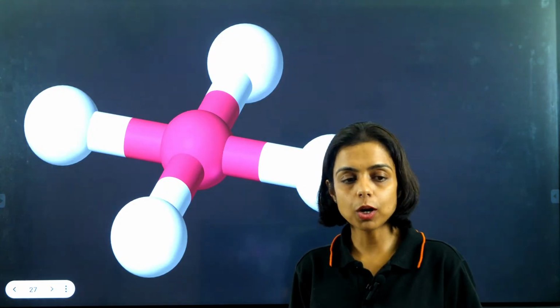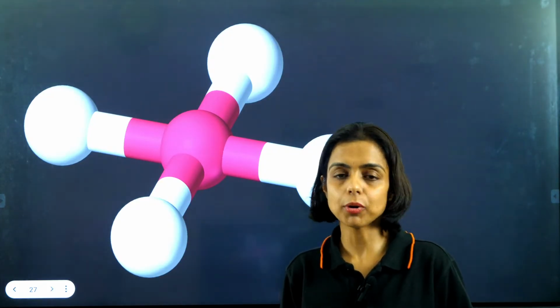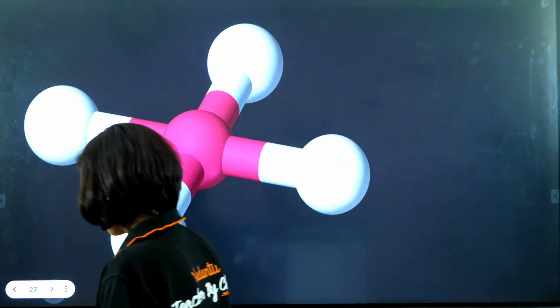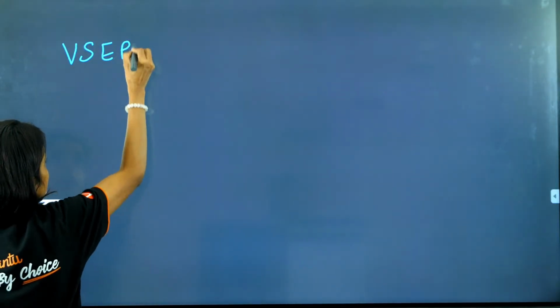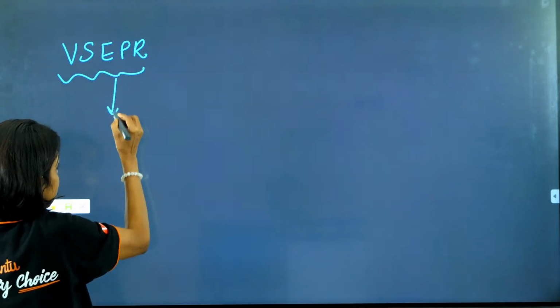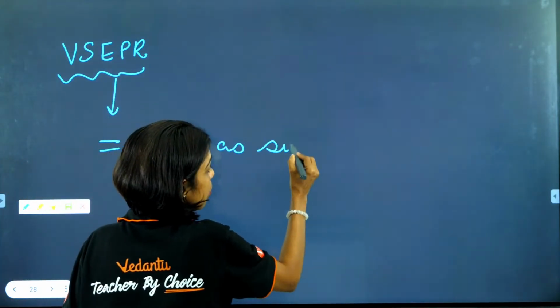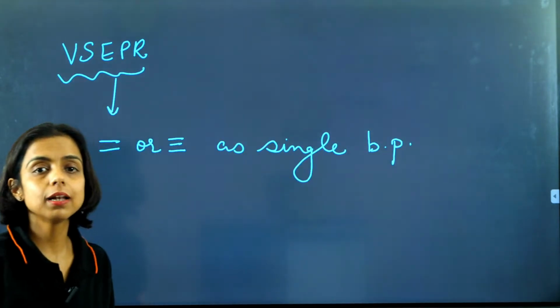If there are 5 bond pairs around the central atom, the bond angles are 90 degrees and 120 degrees. That is trigonal bipyramidal. So guys, VSEPR is very, very important to know the shapes of different molecules. Also please remember in VSEPR theory, we treat a double or triple bond as a single bond pair.